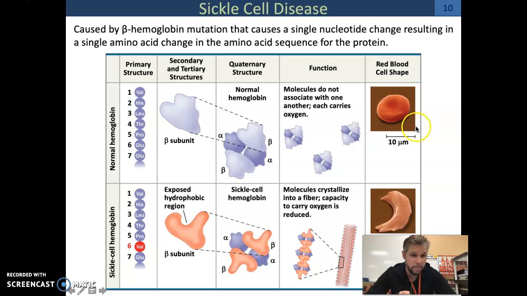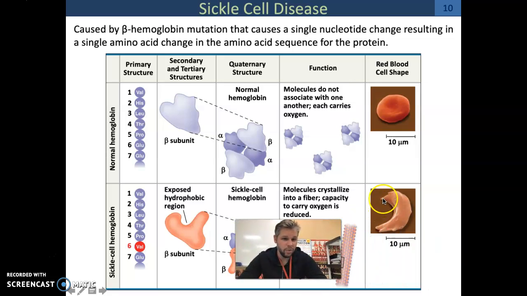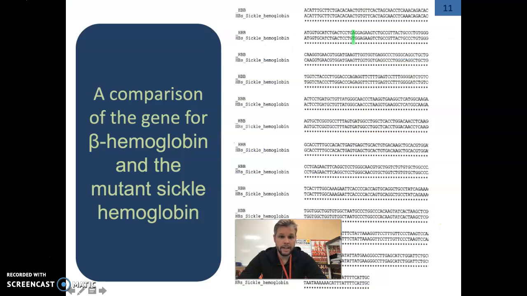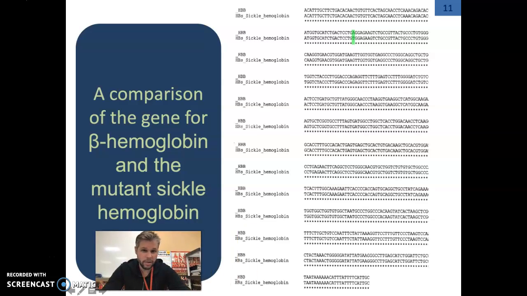And then you get this shape in your red blood cells. In this case, the molecules are actually going to crystallize and form into a fiber because of this shape. So the capacity to carry oxygen is ultimately reduced. So instead of having these nice separate domains, these are going to stick together and crystallize. And when that happens, we get these weird shaped or sickle shaped red blood cells. It's ultimately caused by one single base change.